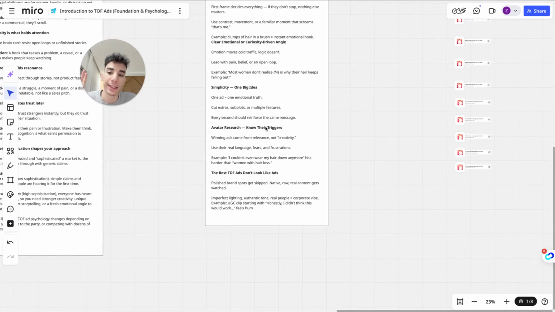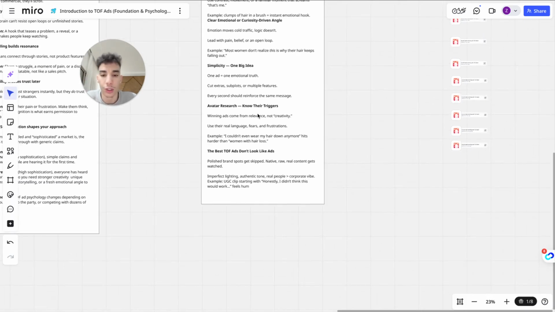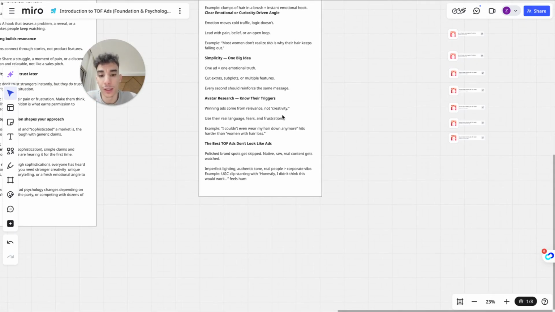Simplicity: one big idea, one big issue, one big promise. One ad, one emotional truth. Cut extra subplots or multiple features. Every second should reinforce the same message over and over again to get the right audience from the pool of your avatar. Avatar research is the thing that matters most to create something great, because that's where the intent comes from. Your ads should come from relevance, not creativity, relevance to what your avatar actually wants to see. It's not about being creative or the style of the edits.